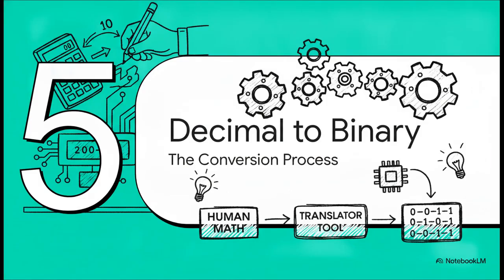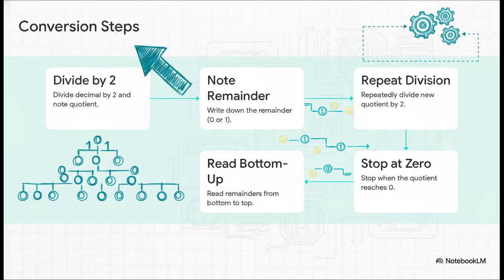And our final section, section 5, decimal to binary, the conversion process. Let's wrap this up by giving you a tangible, practical skill. Essentially the translator's ultimate tool for turning our human math directly into machine language. We're going to use what's called the repeated division by 2 method. Let's take the base 10 decimal number 73.